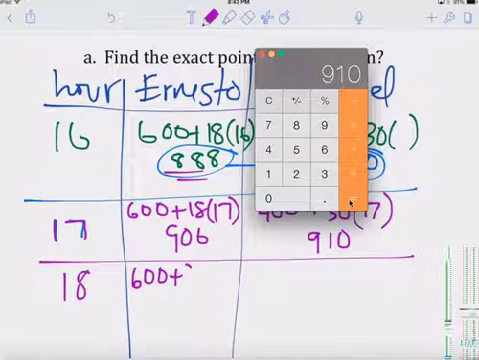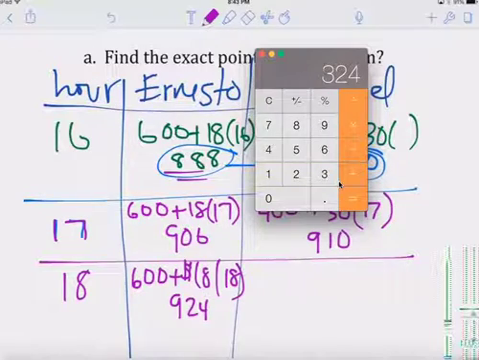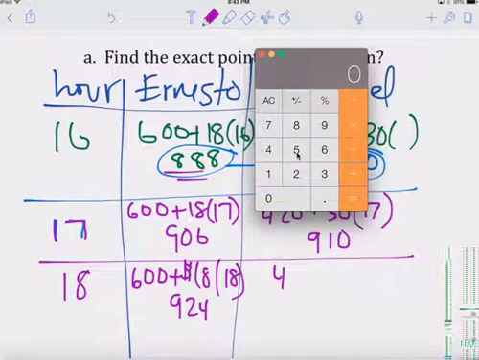600 plus $18 an hour, 18 hours of overtime. Okay, I'll do 18 times 18 first, do order of operation. Plus 600, so that's 924. Okay, 400. Oh no, this is not right. Put 400, this is 420. Oh my god, let me redo that one. 30 times 17 equals, yes, add 420.